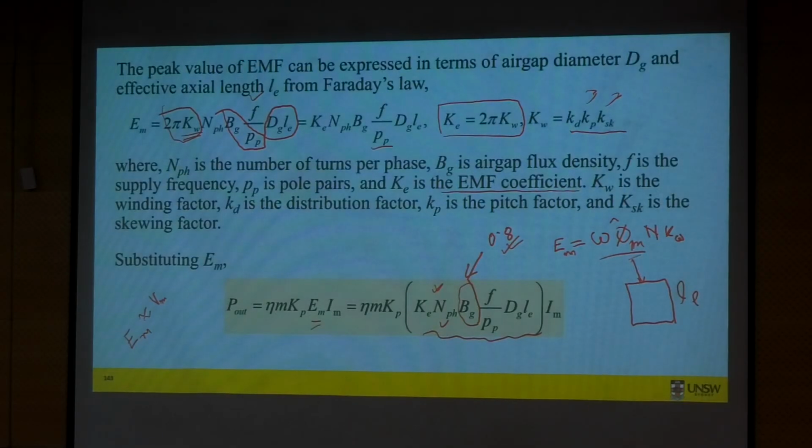So BZ will be known, the number of turns can be calculated, and KE can be calculated once we know the winding factor. And the frequency and pole pair we may or may not decide at this point. If we are using the torque equation, then we don't even need this parameter. And if we already decided our pole pair and frequency, then we use this power equation and we will know this ratio. So everything here is kind of known at the moment, right? For the EMF part.